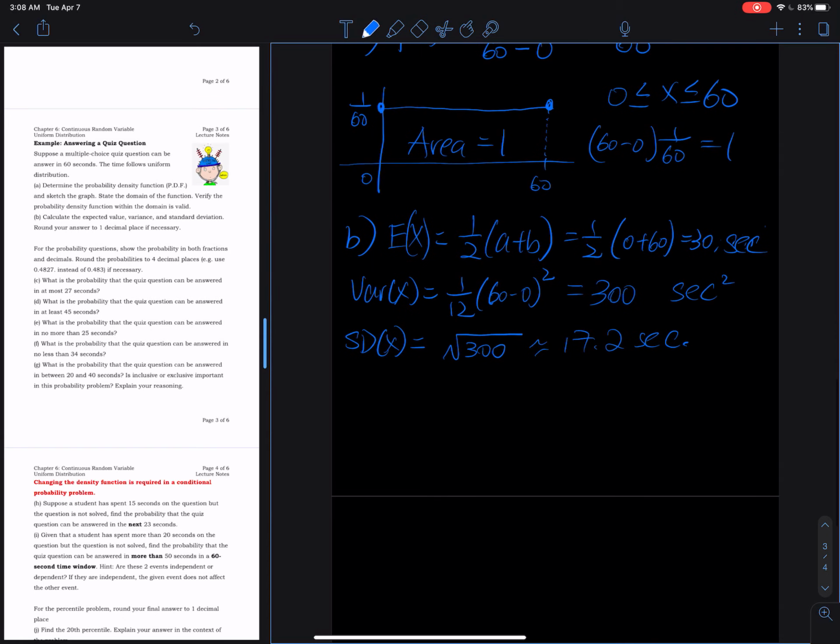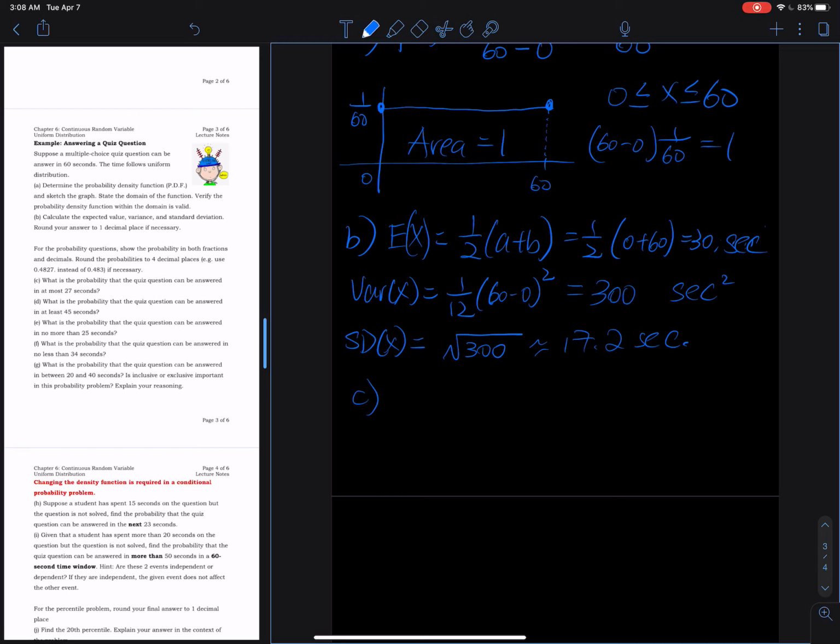In part C, we have to solve the very first probability question. What is the probability that the quiz question can be answered in at most 27 seconds? Again, at most 27. That is x less than or equal to 27. The maximum is 27. All right, draw a graph. From 0 to 60, the height is 1 over 60. I just replicate the graph one more time. Where is 27? I assume 27 is right here. Less than or equal to, then this is my area.